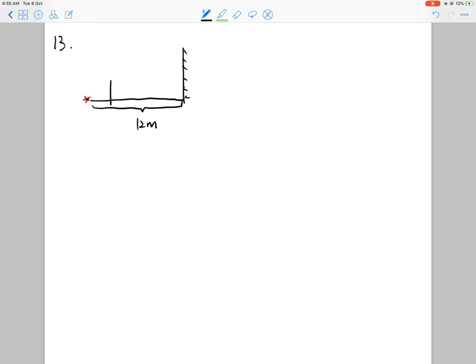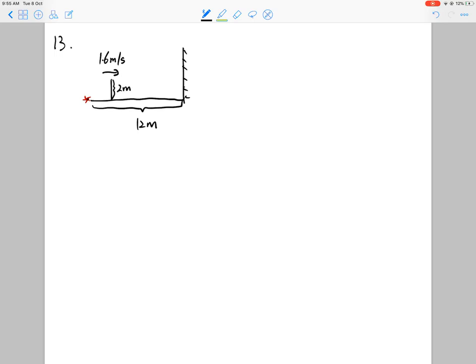A 2-meter tall man walks from the spotlight straight towards the building at a speed of 1.6 meters per second. So this one is moving towards the wall, right? And the speed is 1.6 meters per second. The man's height is 2.